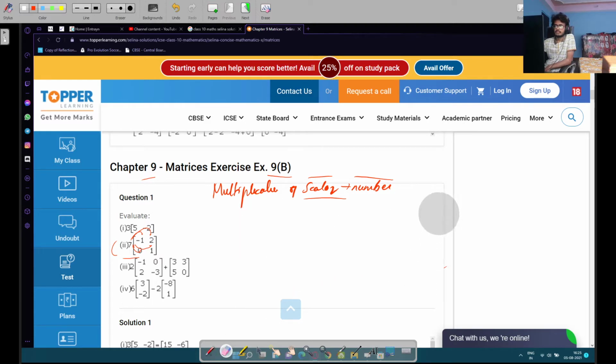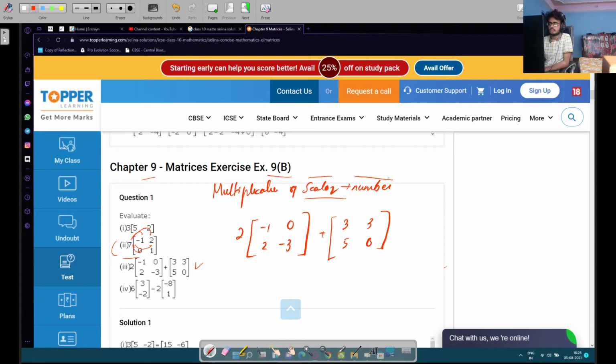Now second one, let's try this one. So we have something like 2 is multiplied with the matrix [-1, 0; 2, -3], and this is added with [3, 3; 5, 0]. So what do you do now? What we do now is we multiply 2 inside. So 2 into -1 is -2, 2 into 2 is 4, 2 into 0 is 0, -3 into 2 is -6, and that thing is being added with 3, 3, 5, 0.